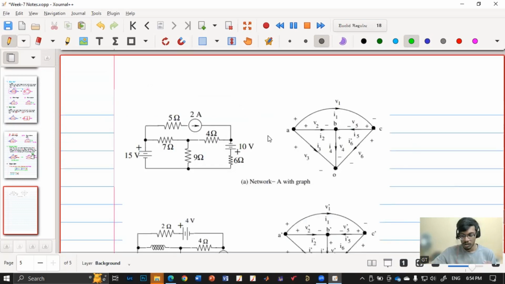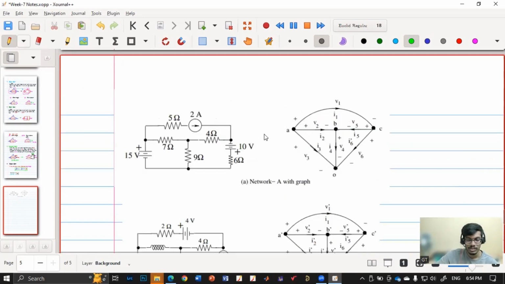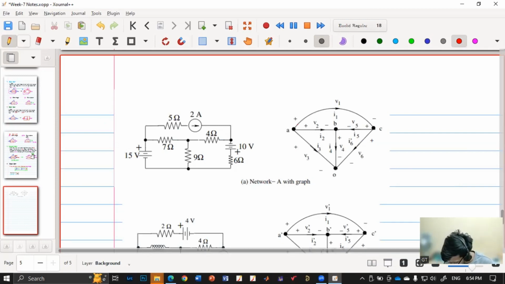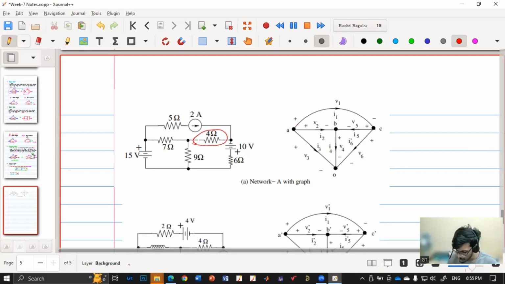Now, what is meant by a graph, or what is a node and what is a branch? We have already discussed branches. Any element, or if you consider any node, the connections that belong to that node, they are branches. So this is one branch, this is another branch, this is another branch.